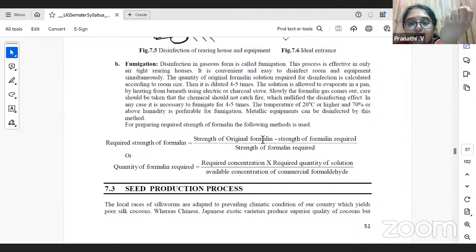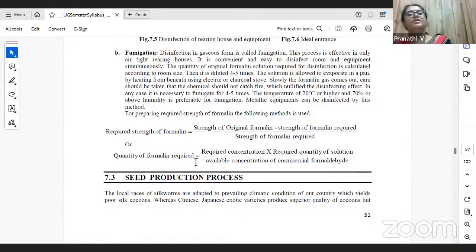Temperature of around 20 degrees or higher, and above 70% humidity is preferable. Metallic equipment should not be treated directly with formalin, because it is going to get rusted. So this method is very effective. The required strength of the formalin is the strength of the original formalin minus the strength of the formalin required, divided by the total strength of the formalin required. Or you can say the quantity of the formalin required for fumigation is the required concentration times the required quantity of the solution, divided by the available concentration of the commercial formaldehyde.